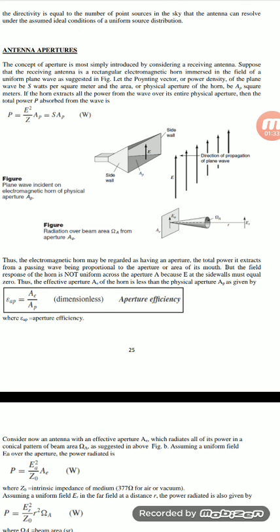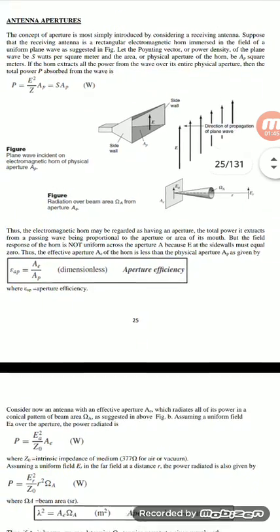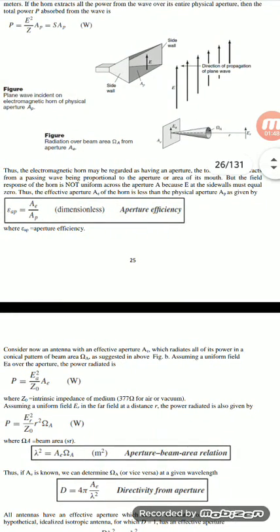Next, the direction of propagation of the plane wave, that is the plane wave of the figure. The radiation beam area omega A from the operator AE. Next, the electromagnetic horn may be regarded as having an operator, the total power extracted from the passing wave being proportional to the area of the mouth, but the field response of the horn is not uniform across the operators.